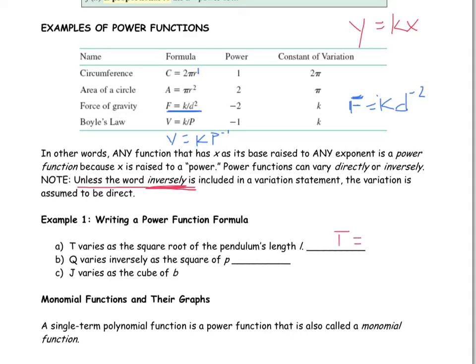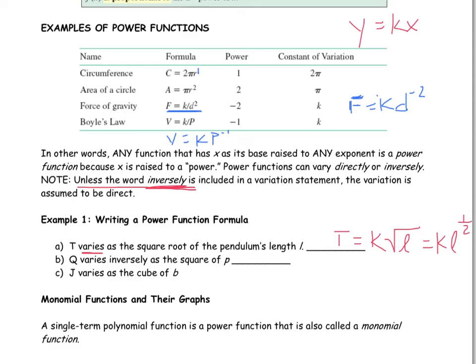equals, and it varies, just use the word, so that means I'm taking my constant, I'm going to use k, I can also use 1, varies as the square root of the pendulum length L, so I can take the square root of the length L. Another way of writing this, I can say k times L to the 1/2 power, if you want to take it to a power instead of using the word square root. Okay, because it says varies, I'm going to multiply my constant times the variable, and then whatever the power of that variable is, it should tell you in there.